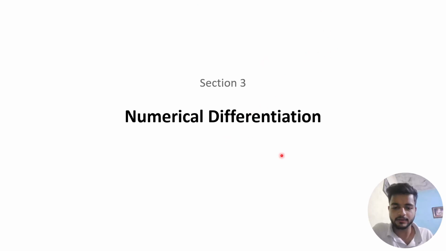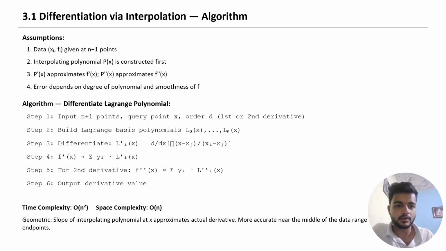Section 3 is numerical differentiation. Differentiation by interpolation. Assumptions are these. Error depends on the degree of the polynomial and the smoothness of f.